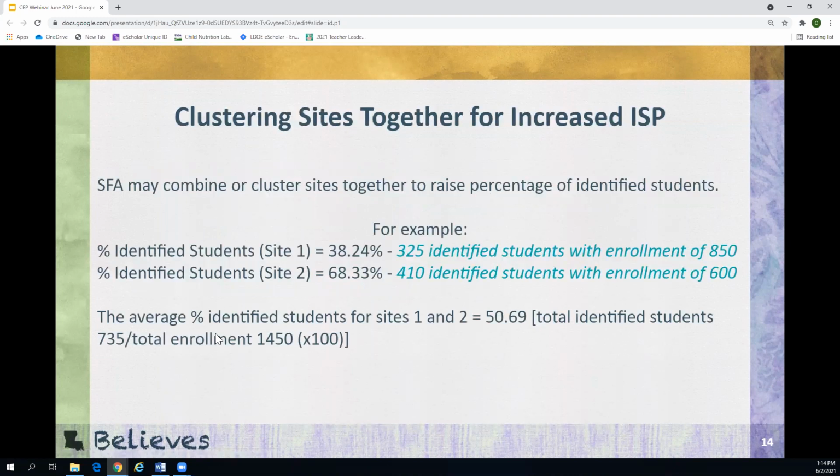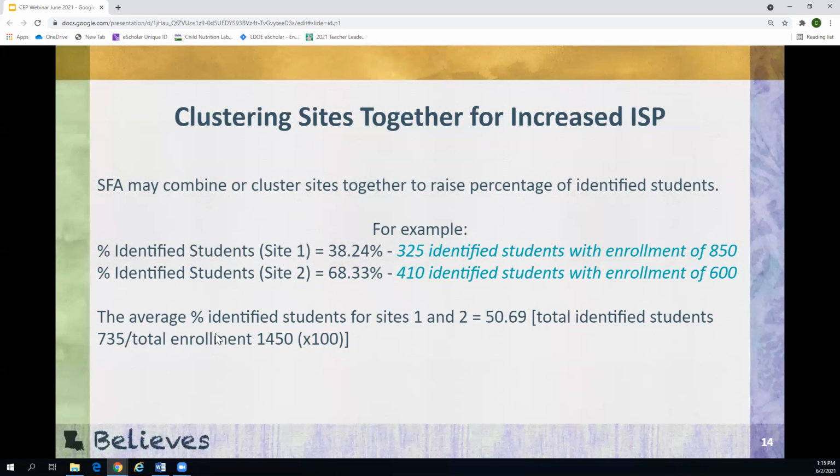You can also cluster sites together to increase your ISP. So school food authorities can combine or cluster sites together to raise that percentage. So if you have one site that is low, in this example, we have an identified student percentage of 38.24, which is below the 40%. And then we have another site that is much higher with an identified student percentage of 68.33. It is possible to combine or cluster those sites together to get an overall claiming percentage, identified student percentage that is somewhere in the middle of those two.